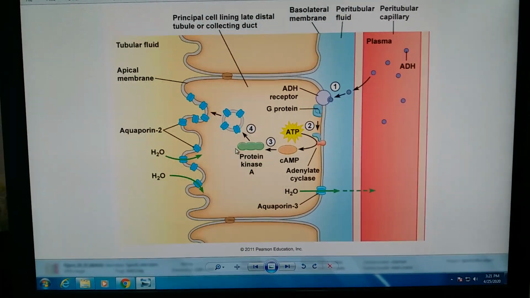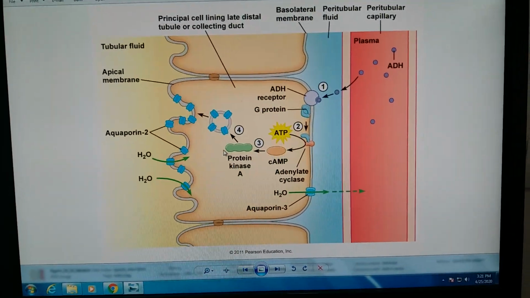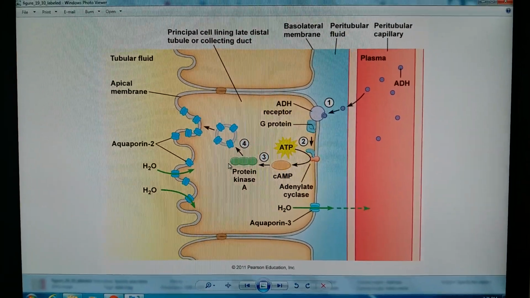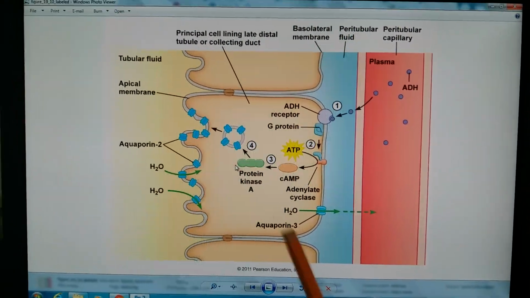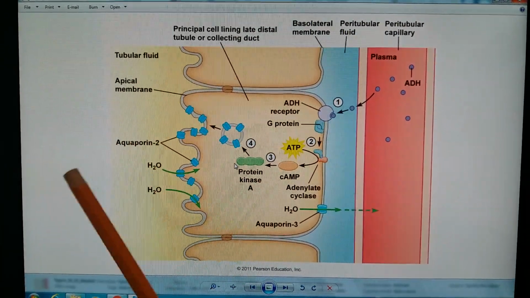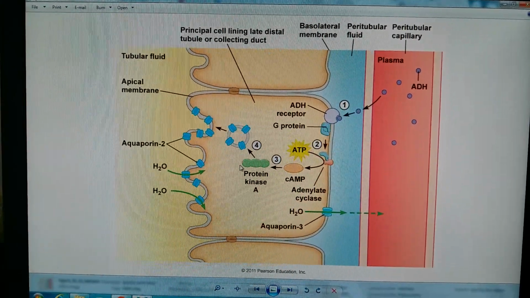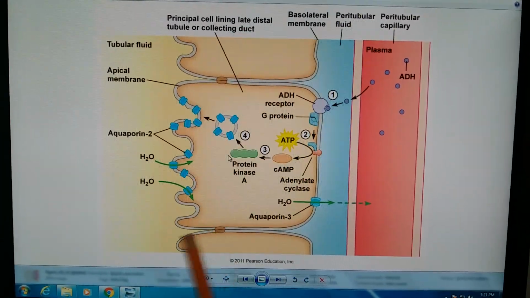Hello friends, how does amiloride help to mitigate or improve lithium-induced diabetes insipidus? Let me try to answer that question. What you see here in this picture is the last part of the distal convoluted tubule or the collecting duct. Both these areas have such types of cells.